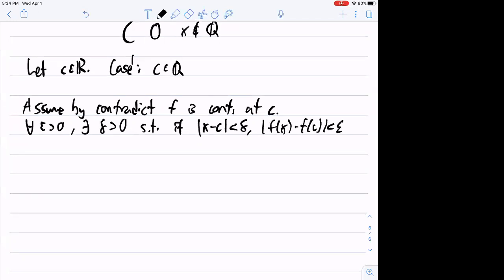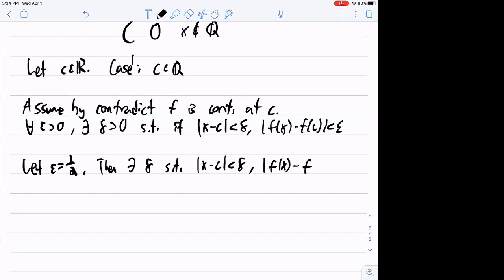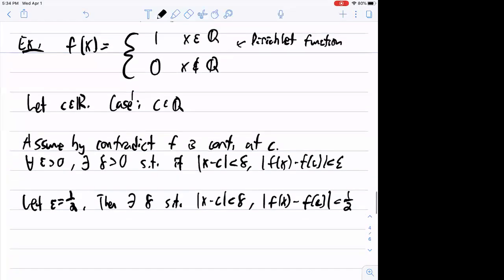Okay. So assume this. So we're gonna let epsilon be equal to 1/2. So if it was continuous, then there exists delta such that any x satisfying this, then |f of x minus f of c| is less than 1/2. So in our case, what is f of c? We assume c was rational. So what is f of c? You could just unmute your mic and answer. 1. Yeah, f of c is 1, right?